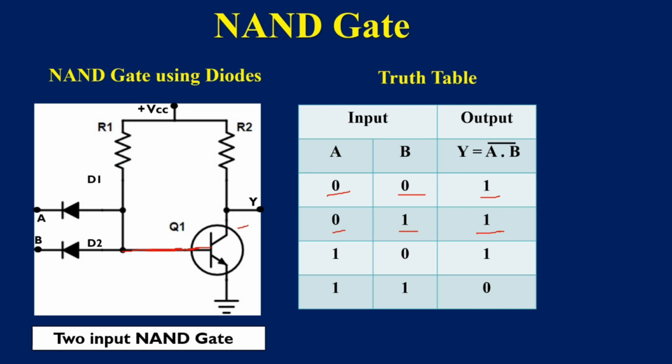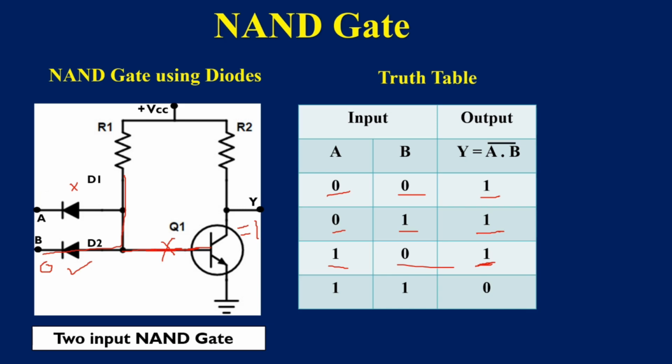When A is made 1 and B is 0, the diode D1 is reverse biased and D2 is forward biased. So D2 conducts. The current will flow through D2 and there will be no base voltage for Q1, and the transistor Q1 will be in the cutoff position. In the cutoff position, again VCC is equal to Y, that is, the output voltage will be high. So when A is 1, B is 0, then the output Y is equal to 1.